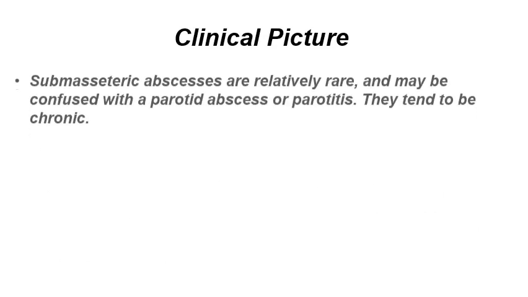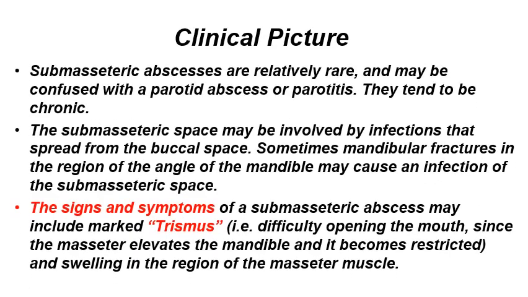The signs and symptoms of the submasseteric space abscess include marked and severe trismus due to involvement of the masseter muscle and the severe pain. There is also swelling in the region over the masseter muscle. The submasseteric space also may get involved from infections from other spaces, particularly the buccal space, and sometimes it is associated with compound mandibular angle fractures, which leads to infection of such space.